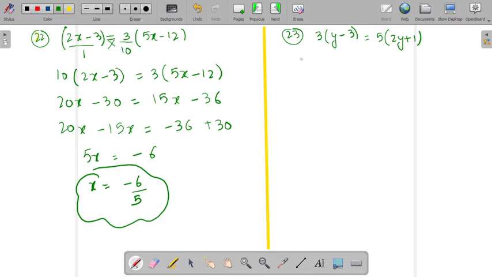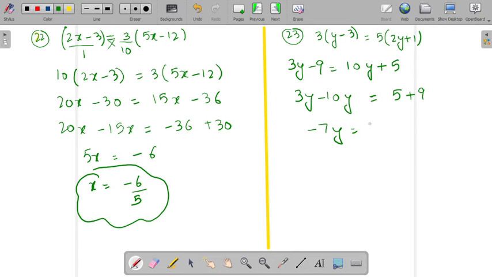This is quite simple. What will you have to do? Straight away you have to open the bracket. Sorry, this is y. Now 3y minus 10y equal 5 plus 9. So this will be minus 7y equal 14. So y will be minus 14 upon 7. Cancel it. So y is minus 2. In 23rd question, the y value will be minus 2.